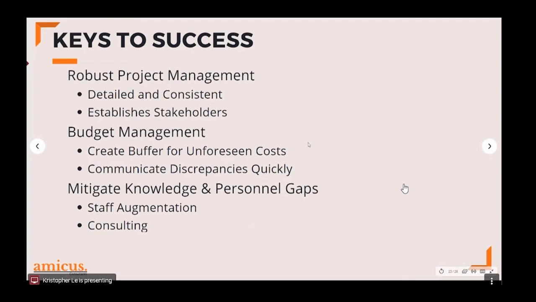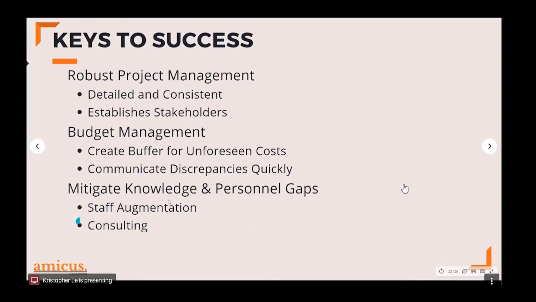What I say is, kind of fail fast. I know people don't like to fail, but failures are going to occur, particularly in the R&D phase. And the faster you can get to a point where you fail, the faster you can correct it. Or sorry, create a system that prevents failures. Let's put it that way. And then mitigate knowledge and personnel gaps.